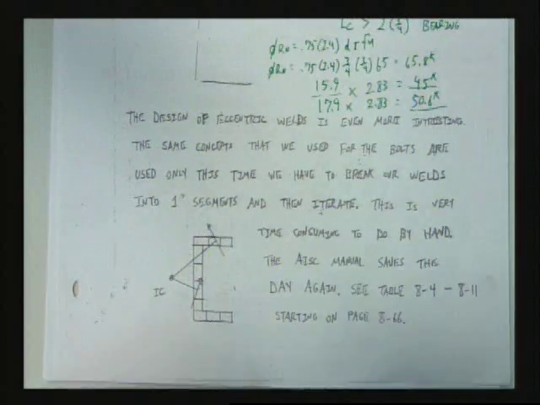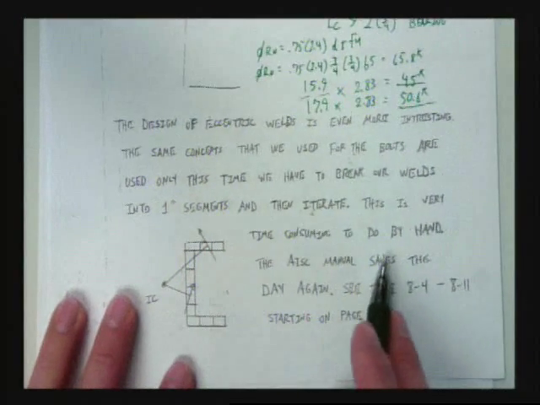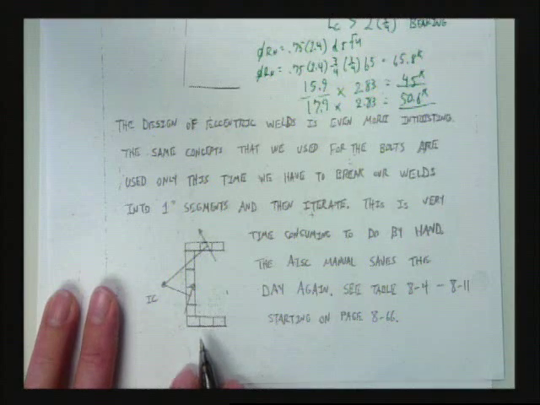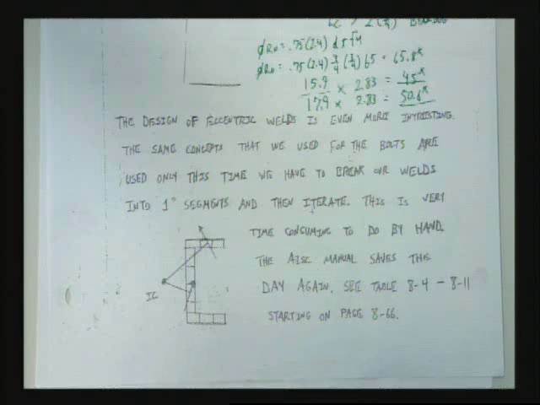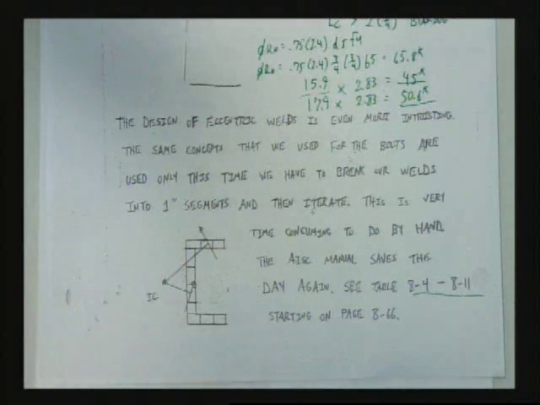We break everything up into 1-inch segments and then iterate. This is very time-consuming and very tough to do by hand. Actually, almost impossible to do by computer as well. Spreadsheet, very tough. You can do them for general shapes like C's or lines, but it starts to get tough. The AISC manual saves the day again, and we get to use some new tables, 8-4 to 8-11, starting on page 866, at least it did in the 13th edition.